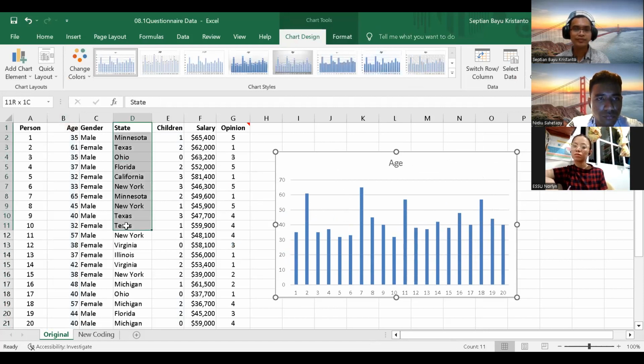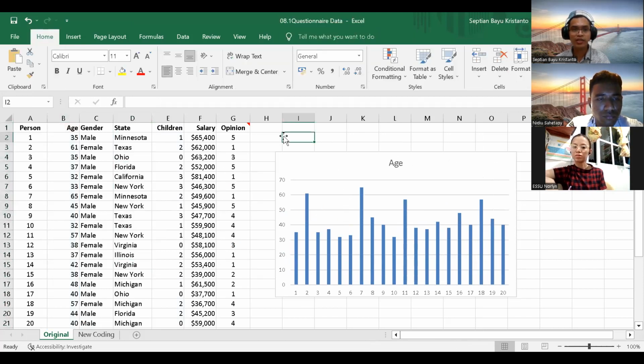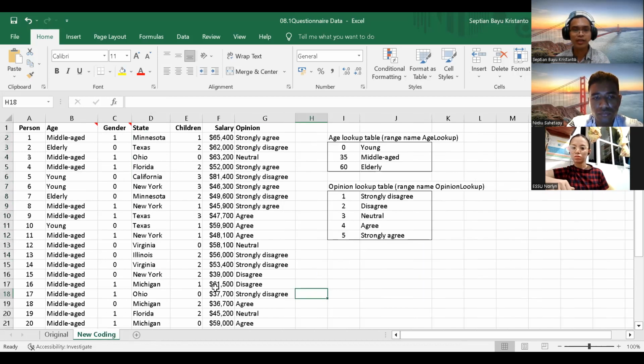But how about the categorical data? You need to classify it first before you create a graph with your data, because the categorical data is not a number. The software or the application cannot read text. They only read numbers. So you need to change it with a new coding like this one. You have the coding for gender, male or female. So you can create your new data here.